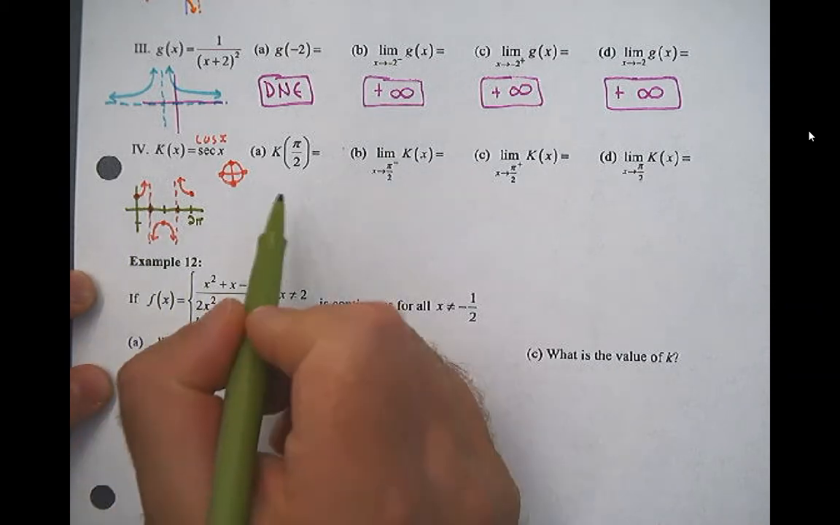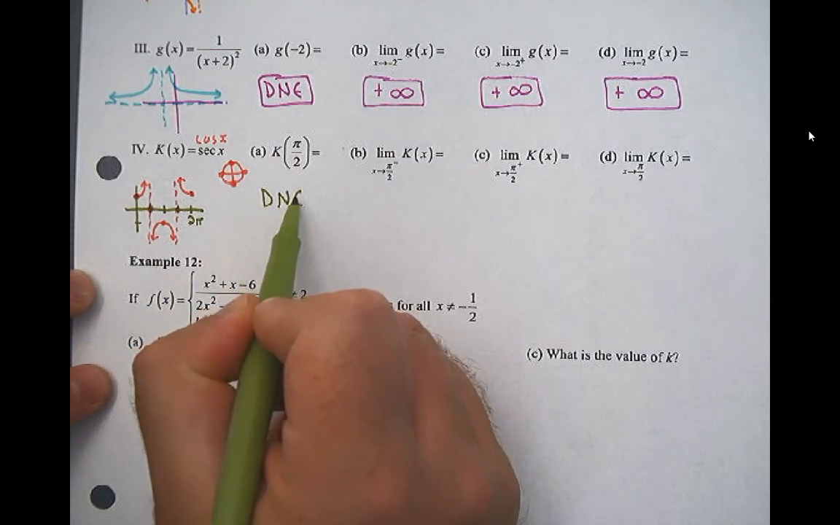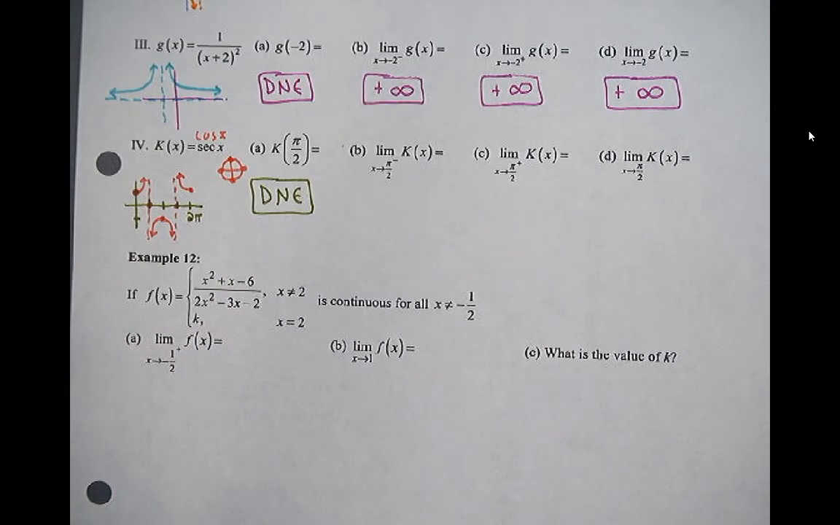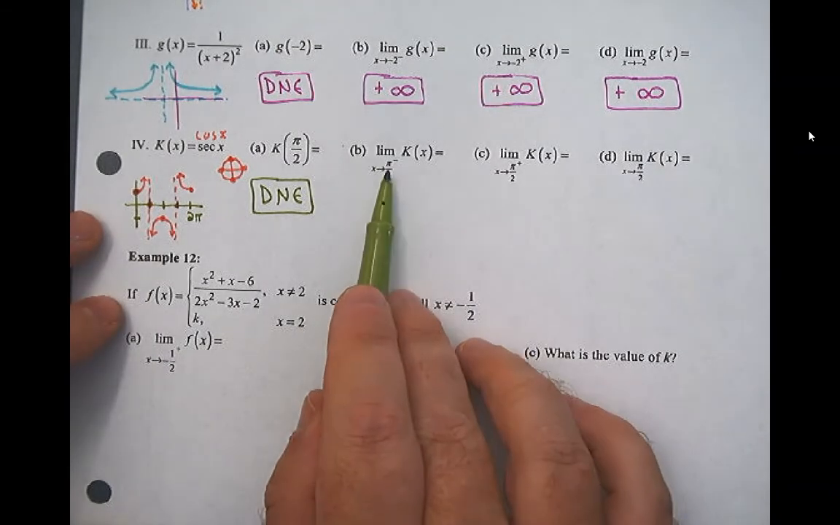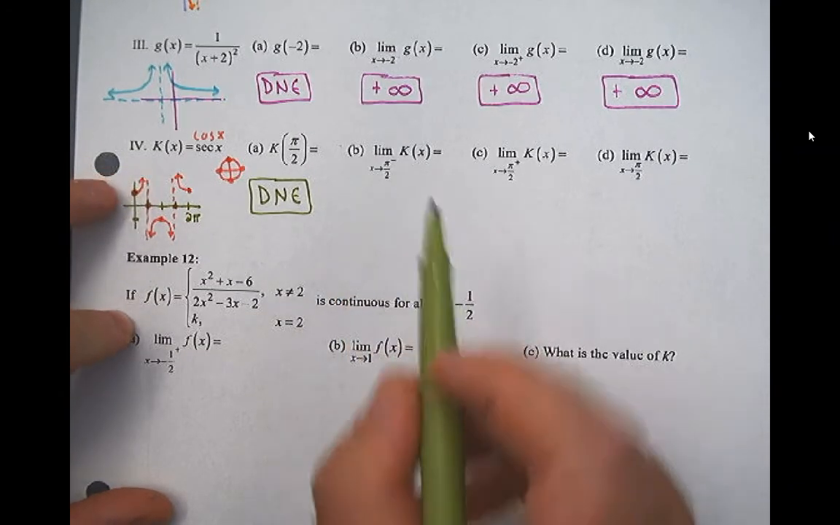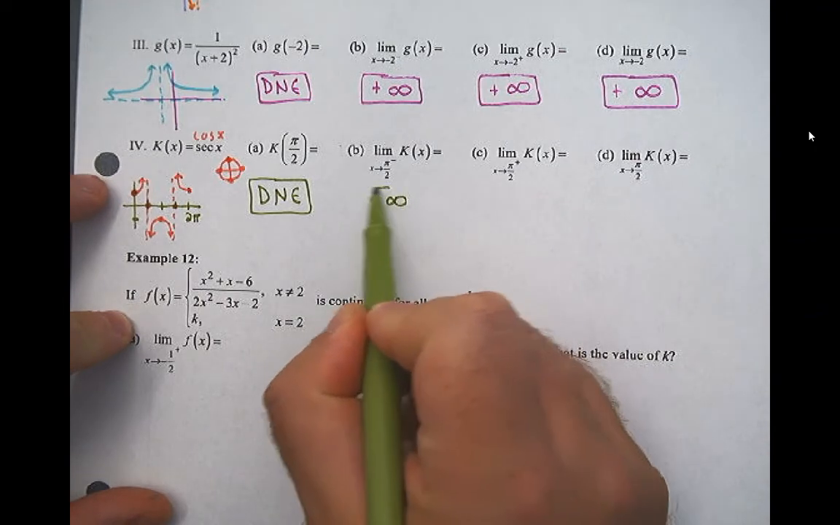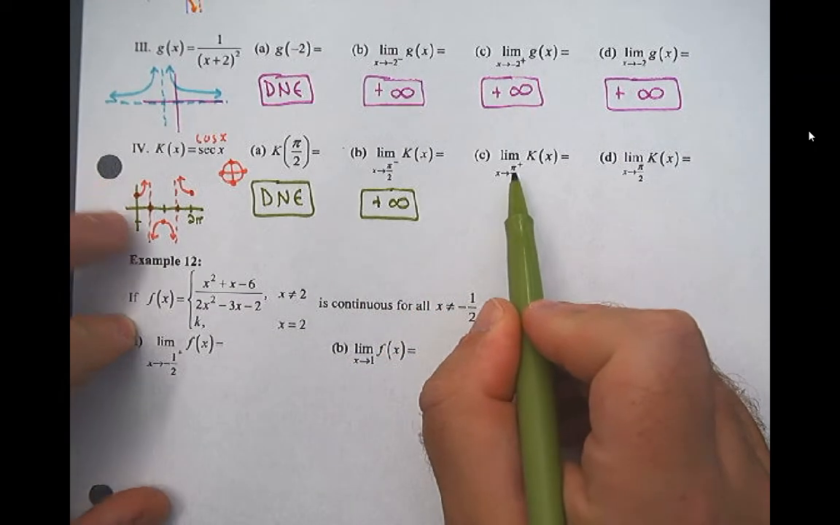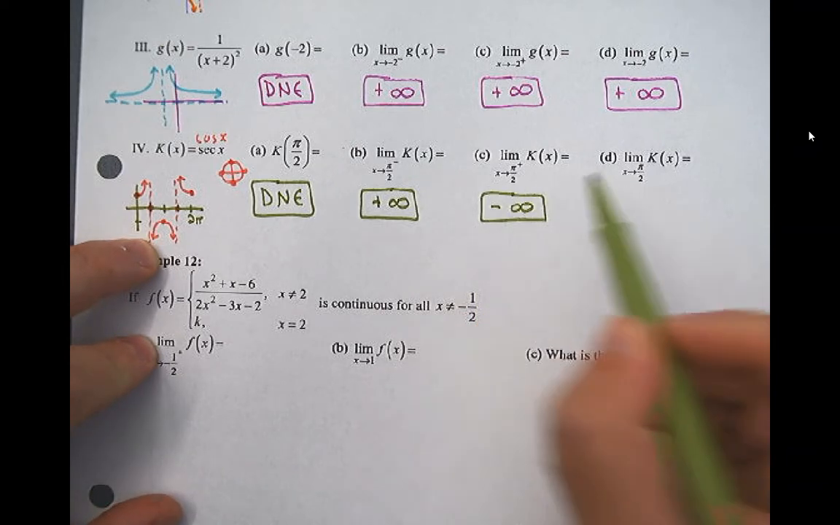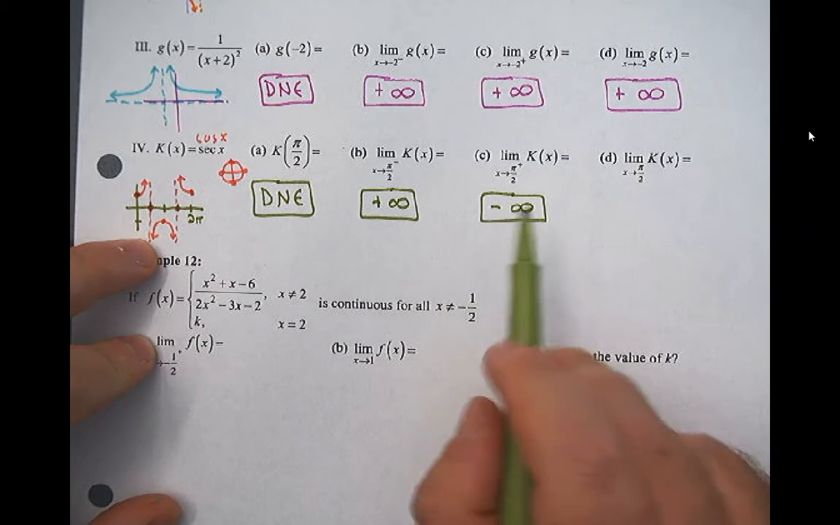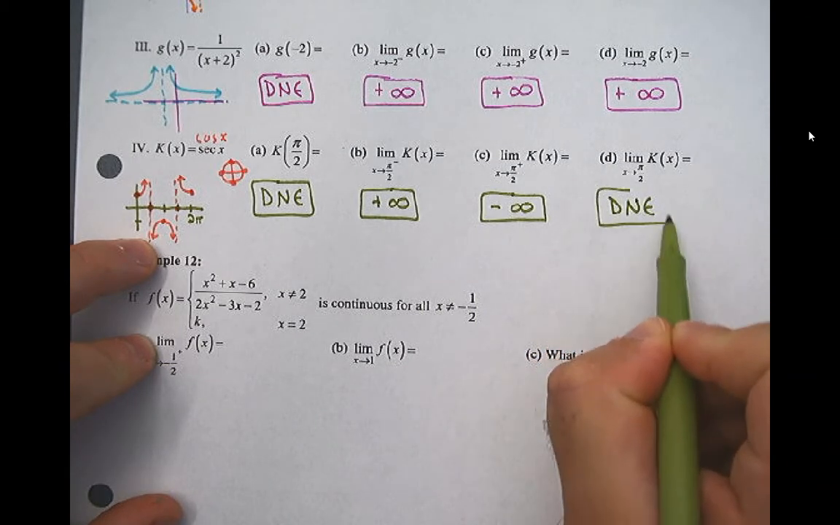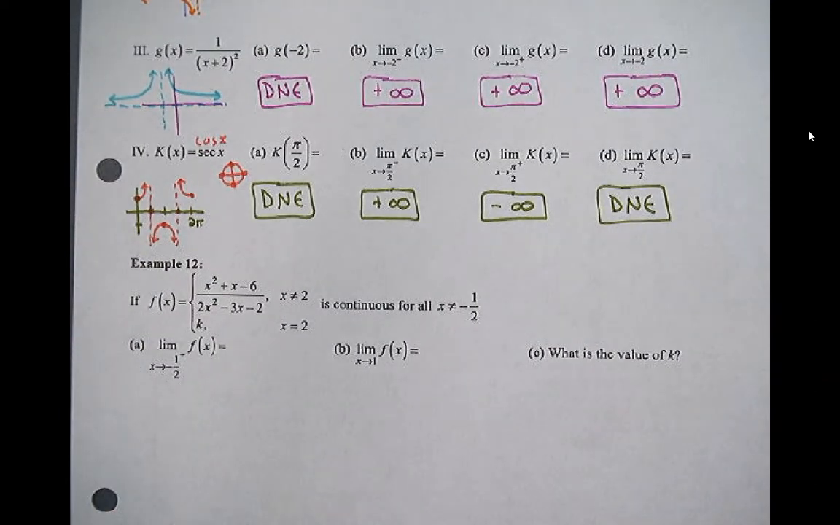So what's our function value? Well, it's an asymptote, and there is no point on the asymptote, so the function value does not exist. As we approach pi over 2 from the left, from this side, my graph is going up towards positive infinity. As we approach pi over 2 from the right, my graph is going down towards negative infinity. And if my two limits are headed in opposite directions, then our limit would not exist. Done. What do you think?